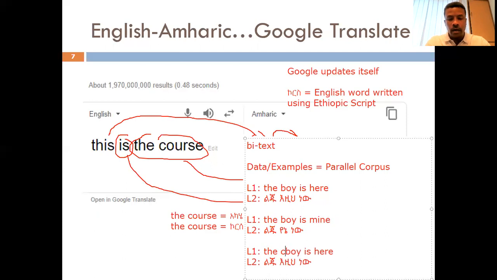You can say "the car is expensive." Then here you'll say መኪናው ውድ ነው. So I need to have many of such kind of sentences, and we call this a bytext. Bytext means a text in two languages. Or we call it a parallel corpus, to mean that this is the English version of this Amharic sentence, or this is the Amharic version of this English sentence. That's why we call it parallel. It means they are equivalent in two languages.